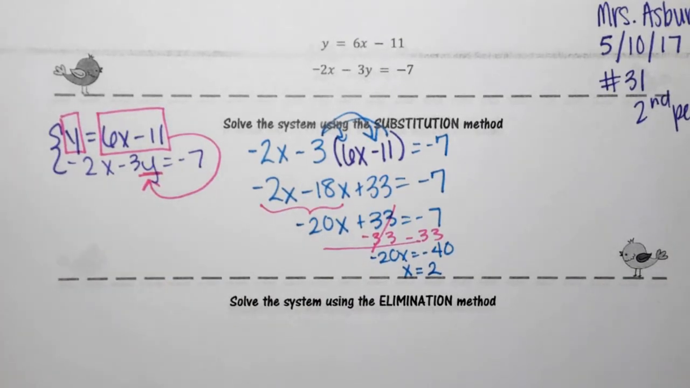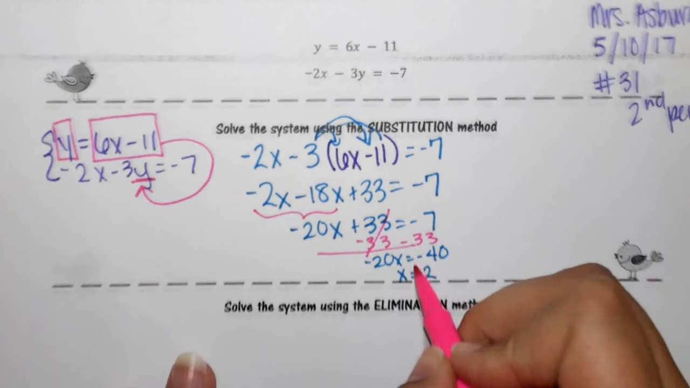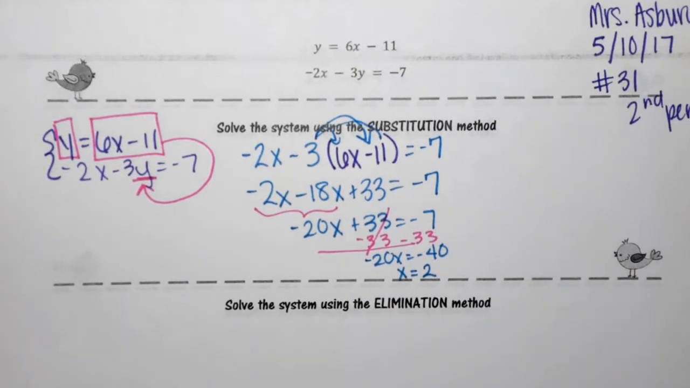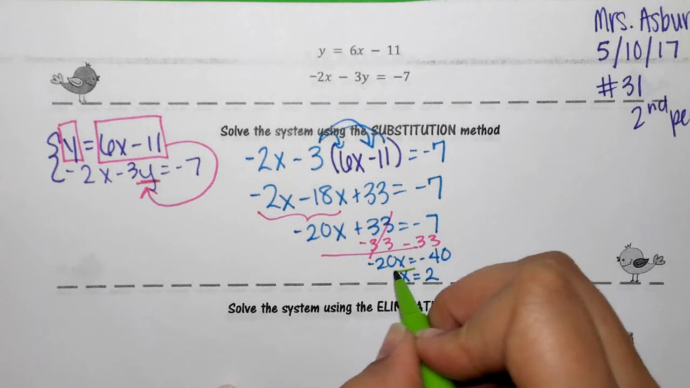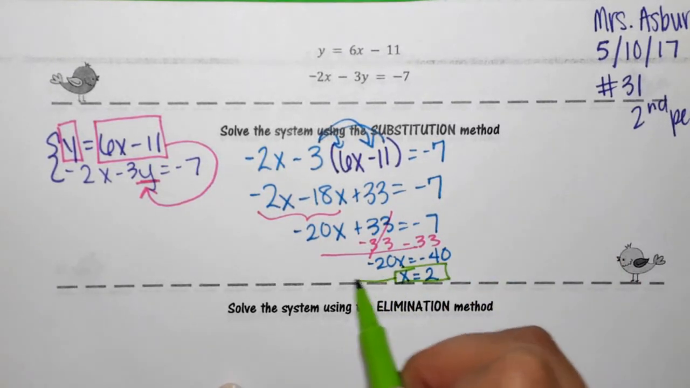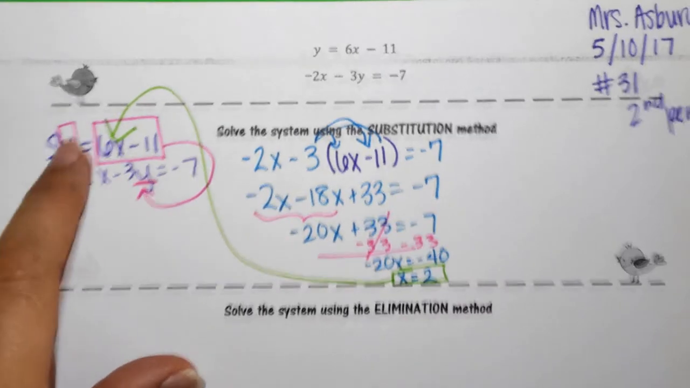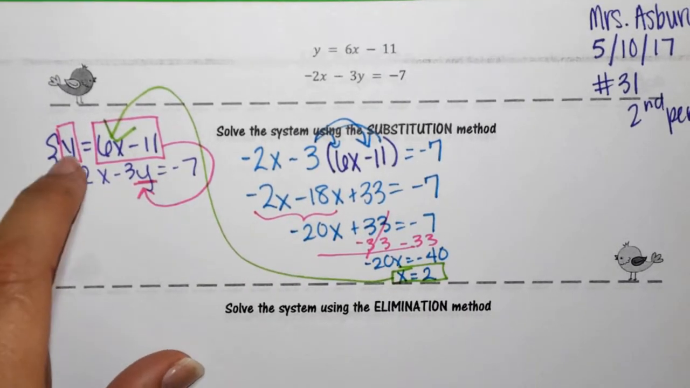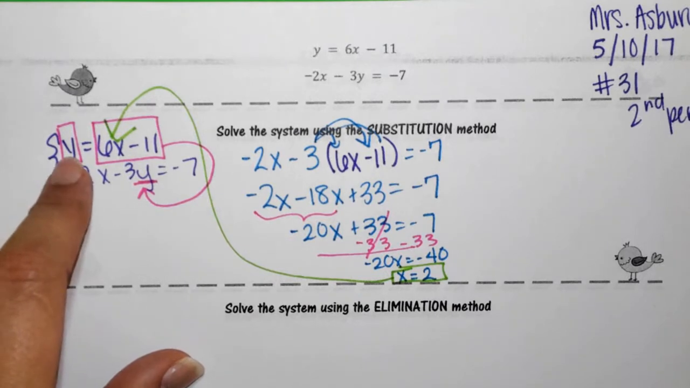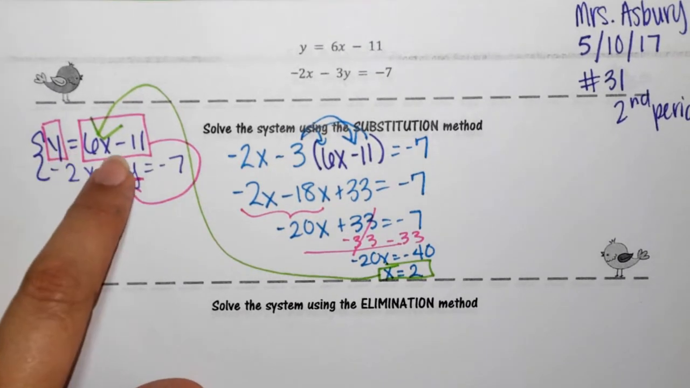What else do we need? Y. We need y. So I want to take this x right here, and I'm going to plug it in right here into x. Now, why am I plugging it in for x? Because it says x equals 2. Does it matter which of these two that I plug it into? No, but it's easier because this already says y equals.